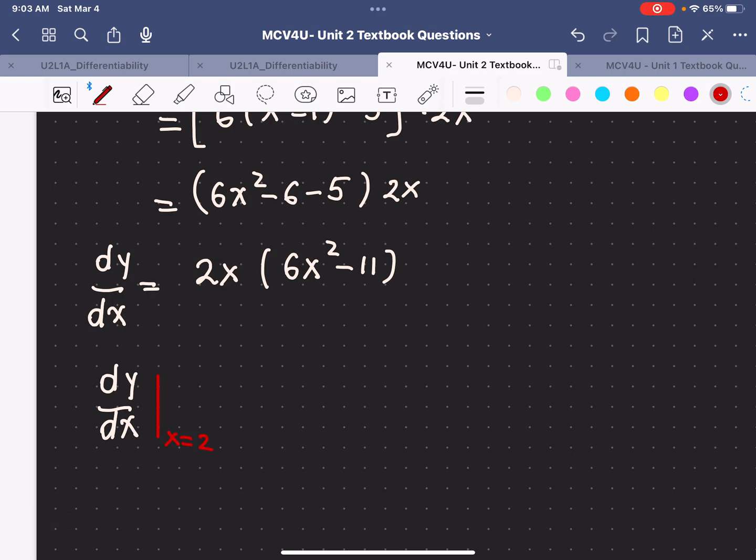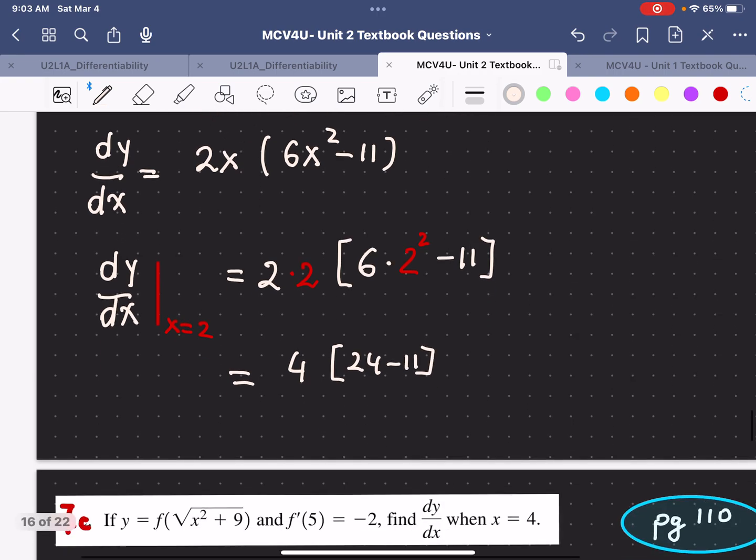Then we'll say that that would equal 2 times 2, and then multiplied by 6 times 2 squared, and then minus 11. So that would be 4. And 6 times 4 is 24 minus 11. Obviously, you can do this super fast in the calculator. And then we got 24 minus 11, 13. And 13 times 4 is equal to 52. And that would be dy/dx measured at x equals 2.